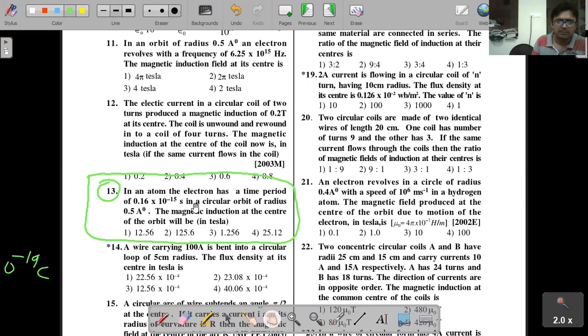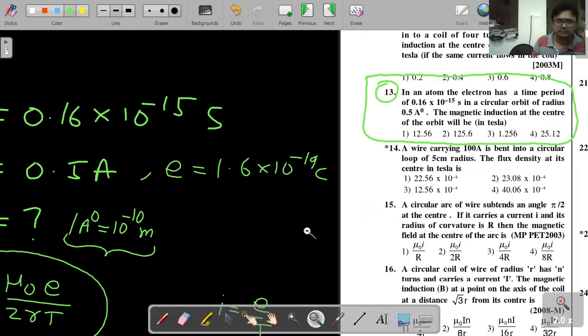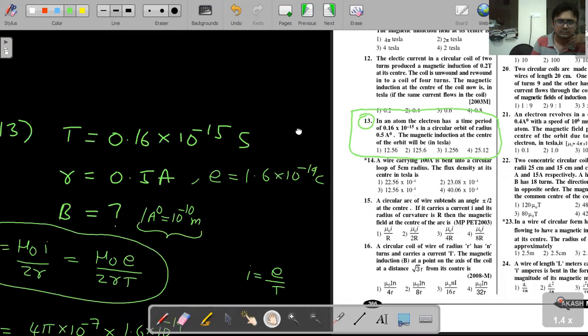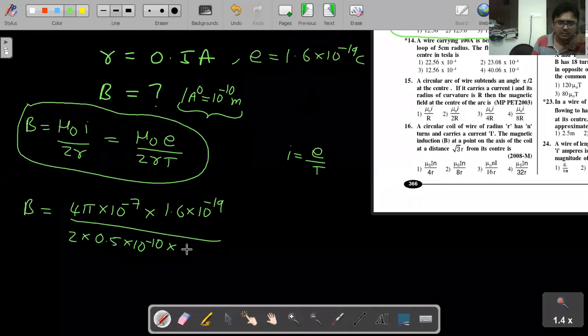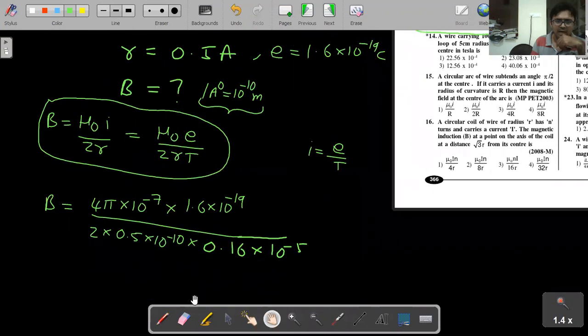So 0.5 into 10 power minus 10, and into the time period, which they have given as 0.16 into 10 power minus 15. So let me substitute that. Note, it is minus 15, not minus 5. Let me calculate this one.